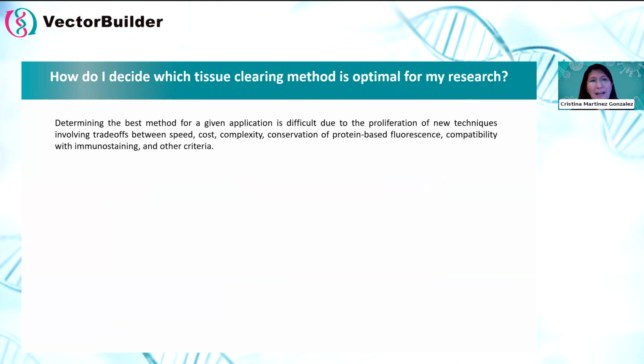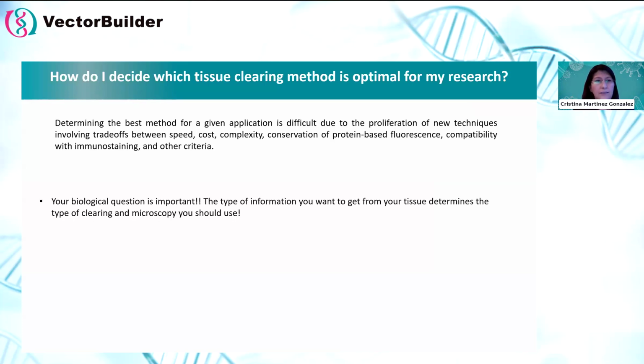And the question of the hour: how do we decide which tissue clearing method is really optimal for your research? It's complicated. It's not like a one map that you can follow. There are quite a lot of clearing methods right now, new techniques, and each one of these will have a trade-off between how fast the protocol is, how expensive it is, how complex, basically how much experience you will need in tissue clearing, if you have fluorescence or not, if you like to do an immunolabeling or not, and so on.